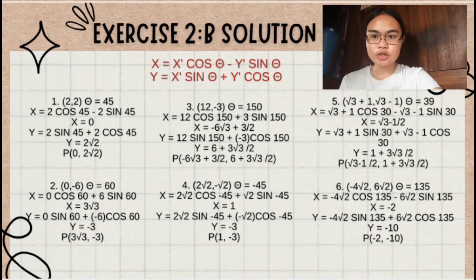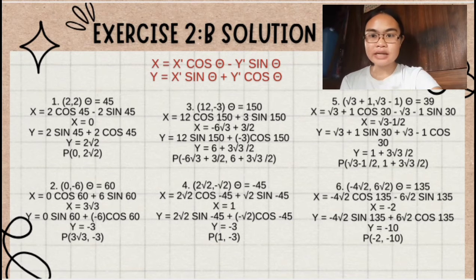For the solution of exercise 2B, we are asked to find the P given the P dash and the theta. So we have to use the formulas x is equal to x dash cos theta minus y dash sine theta, and y is equal to x dash sine theta plus y dash cos theta.